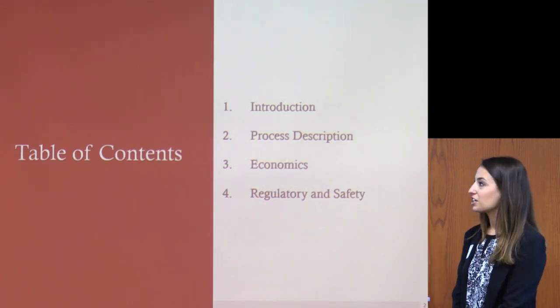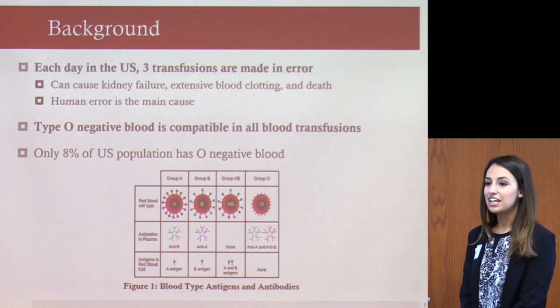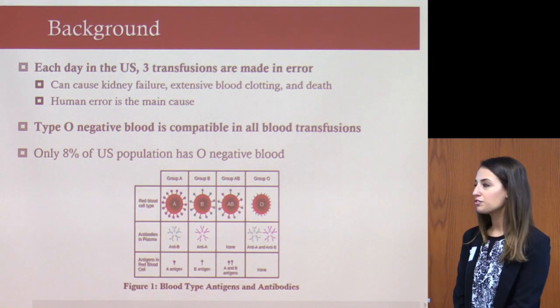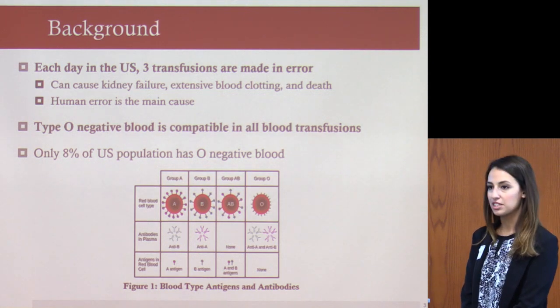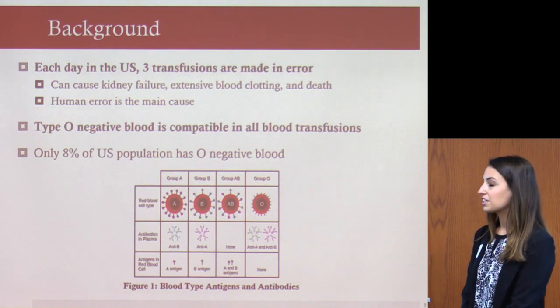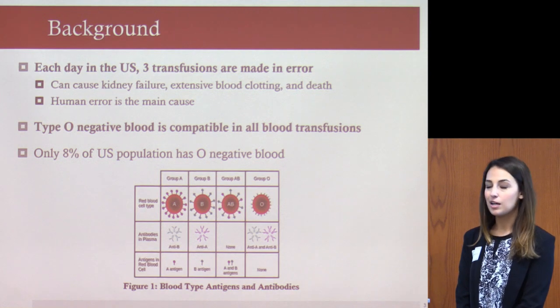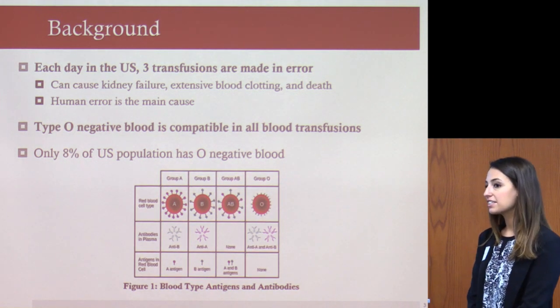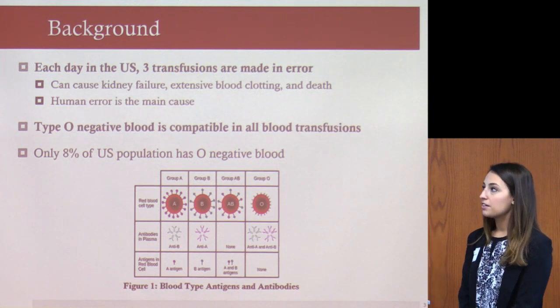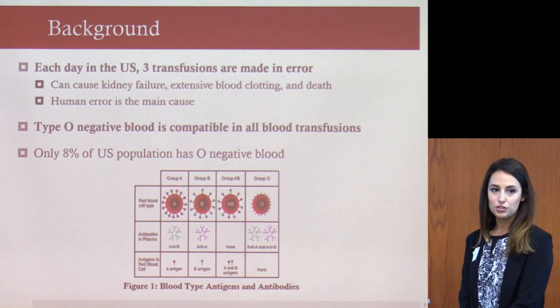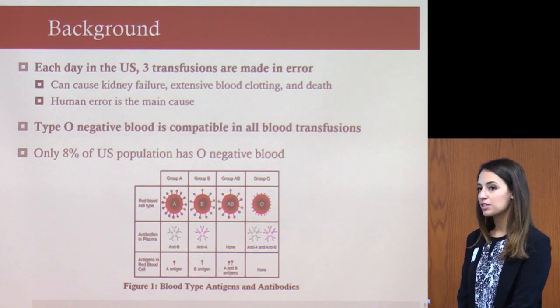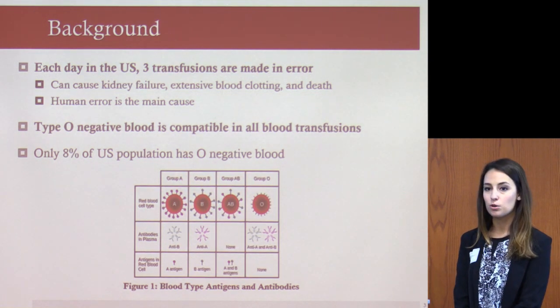and safety considerations. Each day in the United States, approximately 3 transfusions are made in error, and this refers to when a person receives the wrong blood type. This can be very dangerous and can cause kidney failure, strokes as a result of extensive blood clotting, and in some cases can be fatal. But type O negative blood is a universal donor because it's accepted in all blood transfusions. However, only 8% of the US population has type O blood.